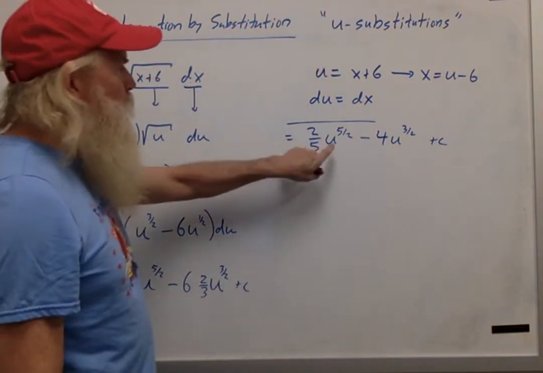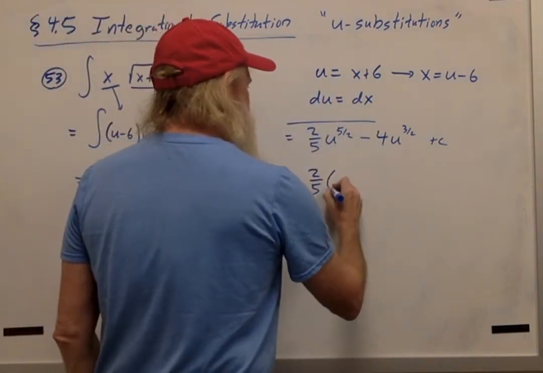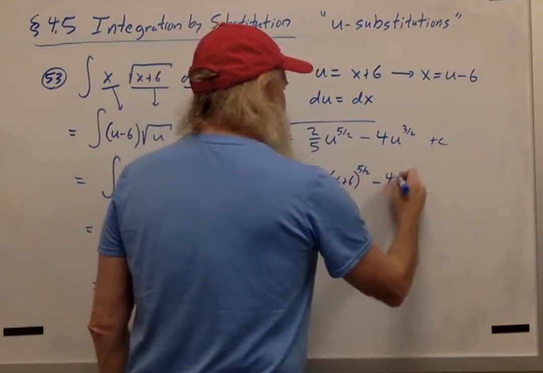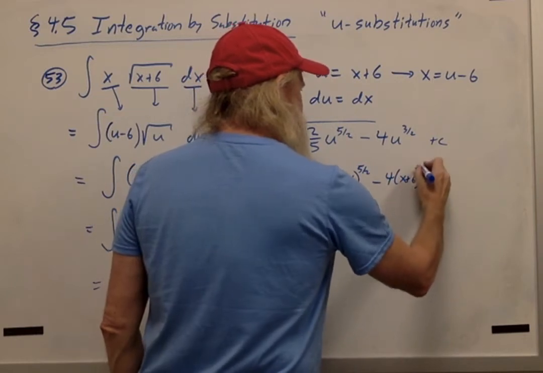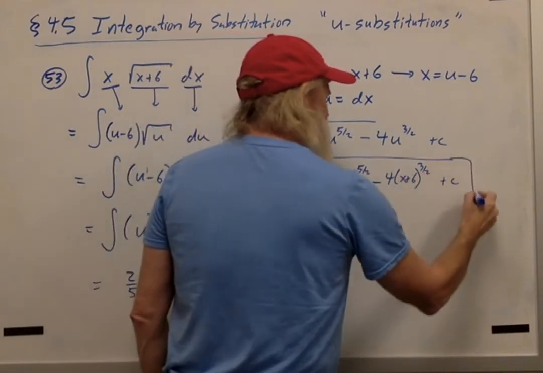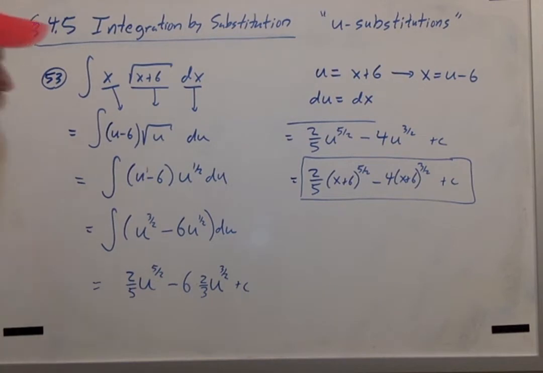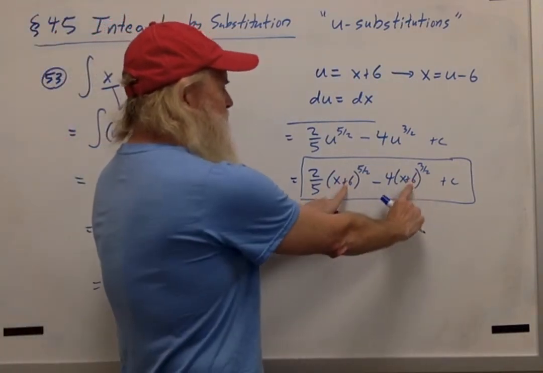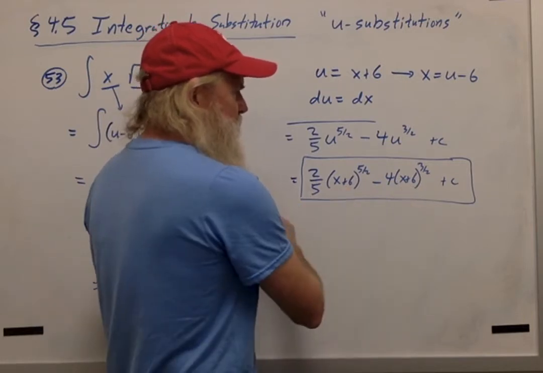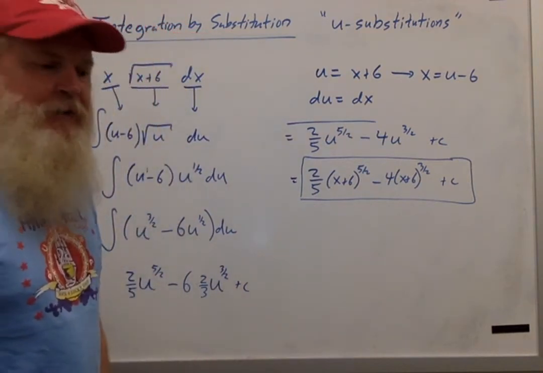And then we can replace the u with x plus 6. So we have 2/5 times x plus 6 to the 5/2 minus 4 times x plus 6 to the 3/2 plus c. And on a test, this is where I'd like you to leave the answer. But you may notice occasionally, if you check your answer in the back, they may decide to factor out the greatest common factor of x plus 6 to the 3/2, and then combine the rest algebraically, kind of like we did when we were simplifying derivatives.